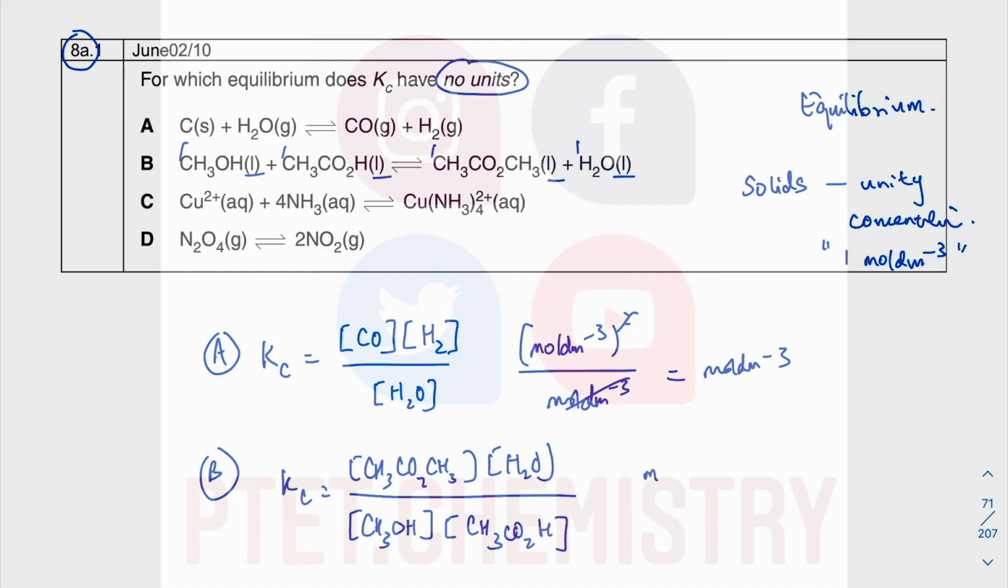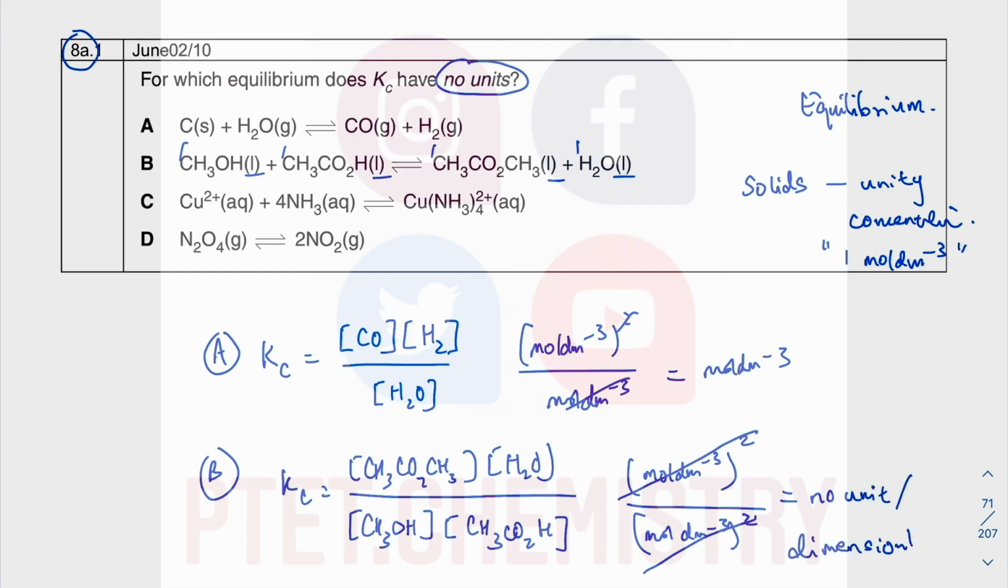So all of these are the concentration raised to the power of 1. So on the top bit you have mole per dm cube times mole per dm cube, so mole per dm cube square. At the bottom bit there you have mole per dm cube times mole per dm cube. Again, they all cancel out, leaving you something called no unit. They also have another name, it's called dimensionless. That's because they have no unit.